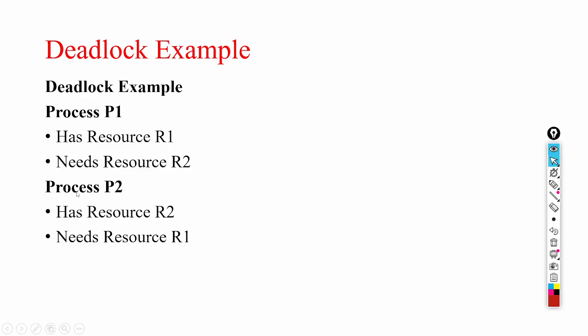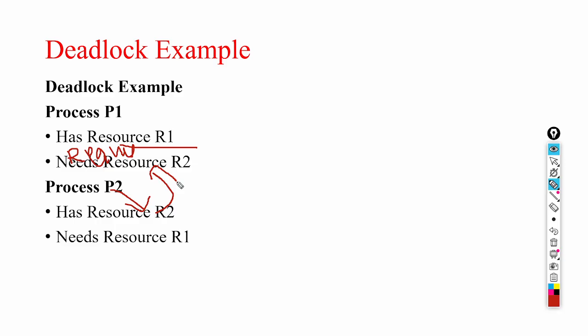The deadlock example. Let us see a simple deadlock example. Process P1 already has a resource R1. Now P1 requests what? P1 requests the resource R2. At the same time, the process P2 already has resource R2.